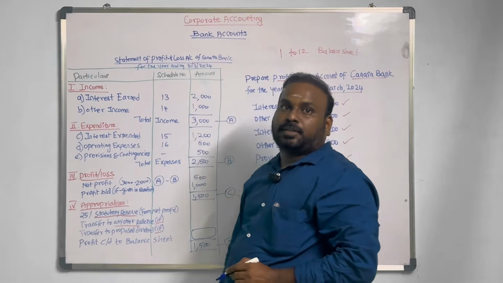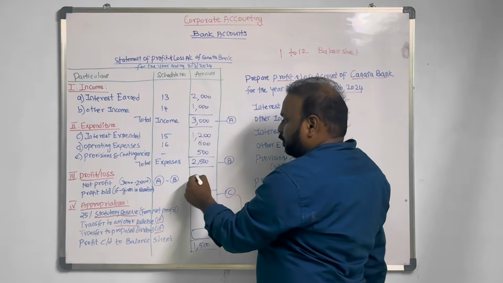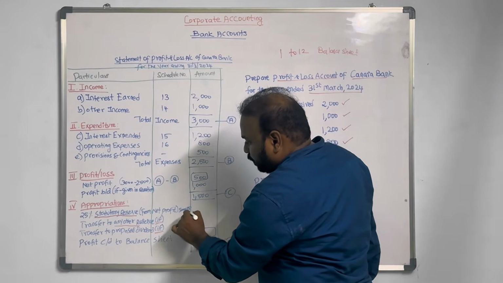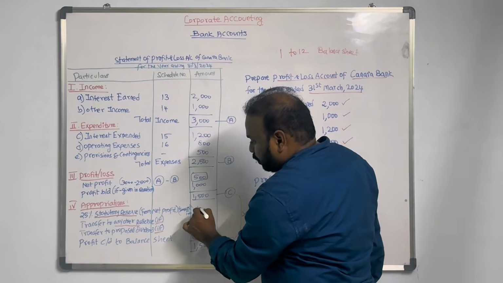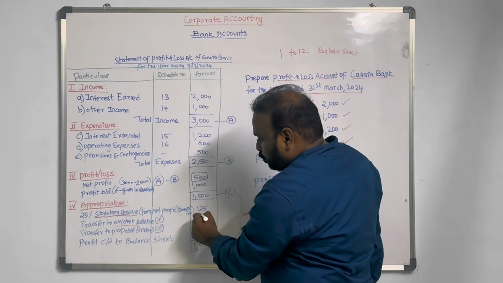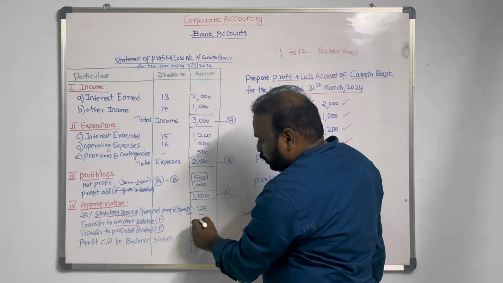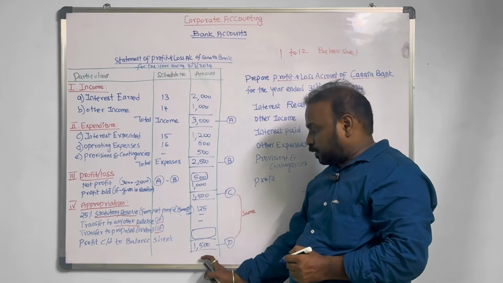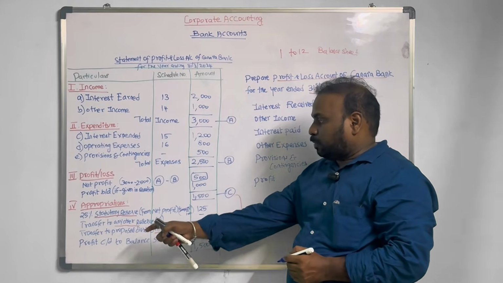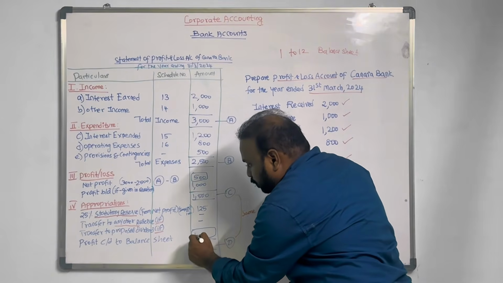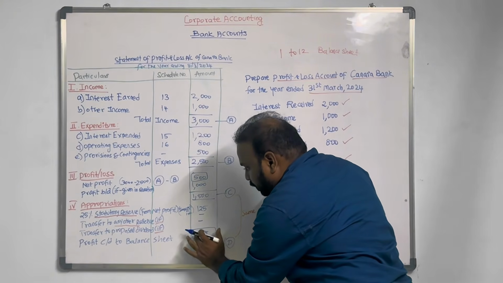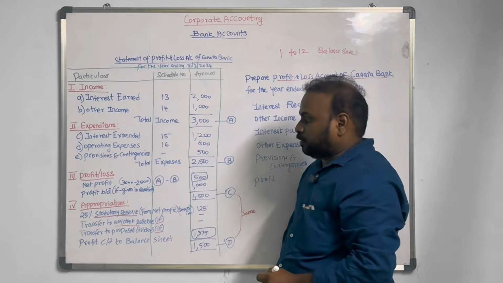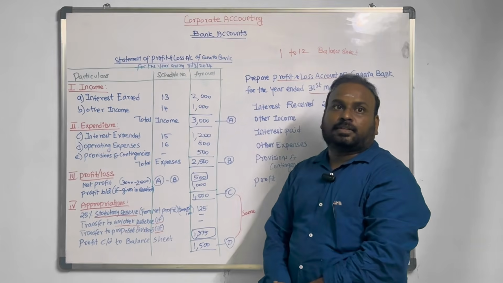Then the 25% statutory reserve is a legal requirement. We need to calculate it compulsorily from net profit. Net profit here is 500, so 500 into 25% gives 125. There is no other reserve and no proposed dividend. So for profit carried down to balance sheet, the total is 1500. From the total, if you deduct 125, you get 1375. This is the profit carried down to balance sheet, 1375.